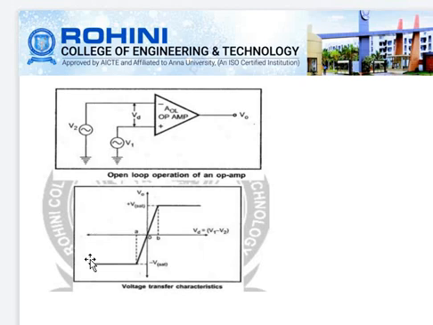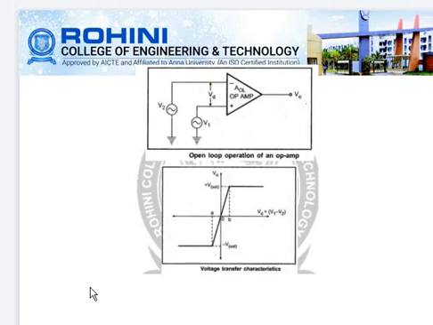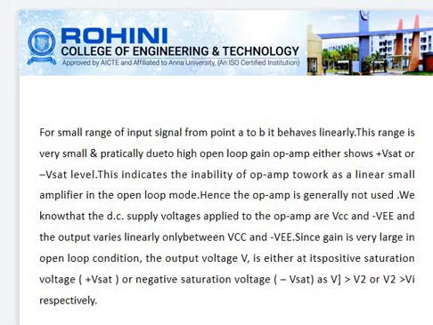The voltage transfer characteristics of the open loop operational amplifier are shown in the second figure. For a small range of input signal, from point A to B, it behaves linearly. The range is very small and practically, due to the high open loop gain, the operational amplifier shows either plus V saturation or minus V saturation level. This indicates the inability of the op-amp to work as a linear small signal amplifier in open loop mode. Hence, the op-amp is generally not used.